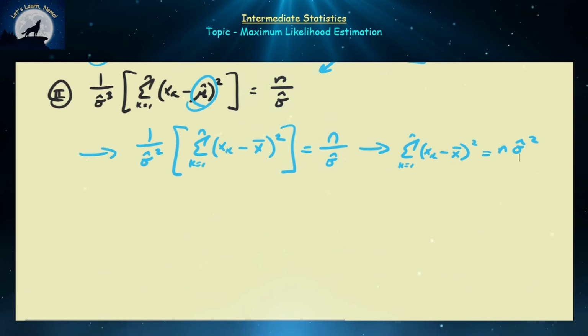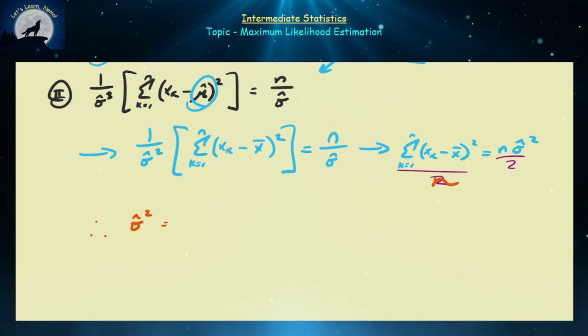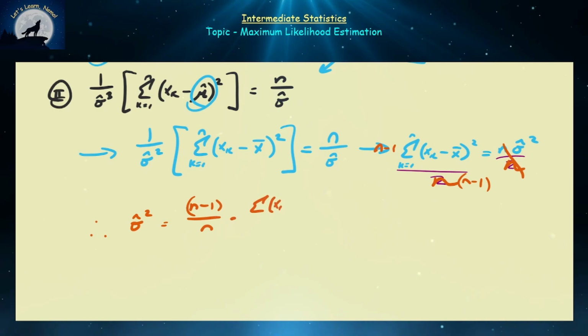Okay, the next thing I want to do is divide both sides by n, because we're trying to solve for sigma hat or sigma hat squared. That's going to give us sigma hat squared equal to this thing divided by n. And what I also want to do is multiply top and bottom by n minus 1. This is going to give us something very special. So this is going to be (n minus 1) over n times the sum from k equals 1 to n of (xk minus x bar) squared, all over n minus 1.